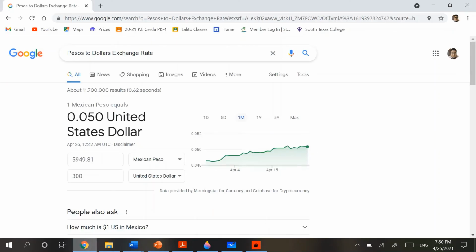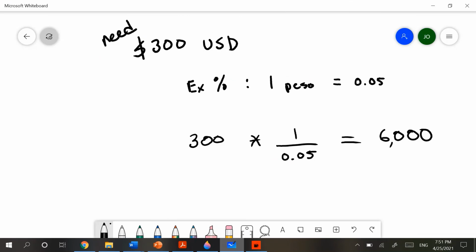Notice again that we're not getting the exact amount that the Google calculator is giving us. Again, this is because this exchange rate that shows on the page is not exact. It's rounded off. So whenever you round off numbers, you get slight differences in results. But it's pretty close. 5,949 and we got 6,000. Basically, this is how you do your calculations by hand to figure out exchange rates.